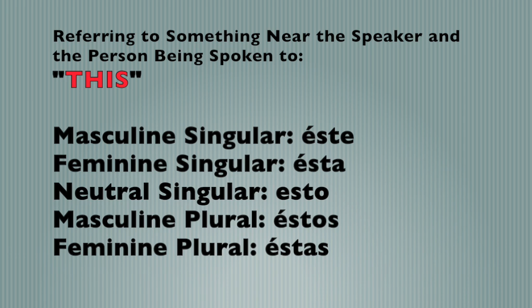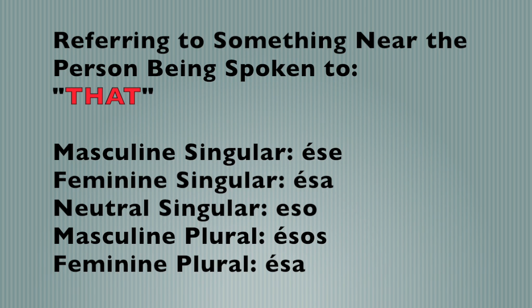And the feminines, so here is a chart that we're going to use. The masculine singular will be este, feminine singular will be esta, the neutral singular will be esto, then the masculine plural estos, and the feminine plural estas. Now referring to something near the person being spoke to, we're going to use that. Here is a chart. We have masculine singular ese, feminine singular esa, neutral singular eso, masculine plural esos, and feminine plural esas.